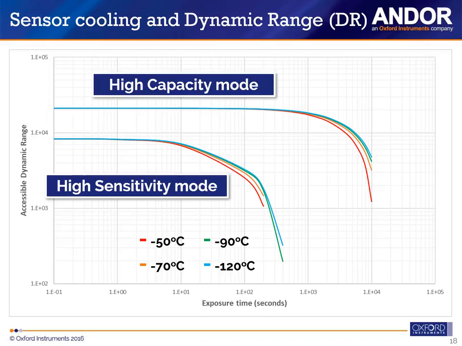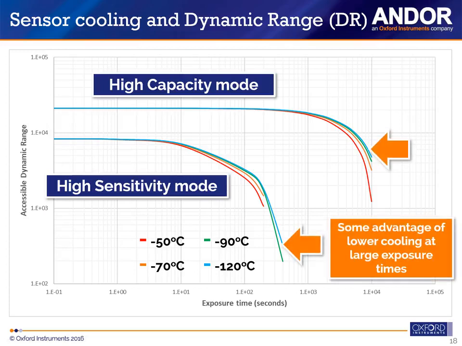Specifically looking at minus 120 degrees C, the blue one, which is liquid nitrogen, and minus 90 degrees, which is typically the maximum achievable for thermoelectrically cooled InGaAs cameras, you can see some differences at the very long exposure times. In high capacity mode, the real difference starts to appear when you're reaching 10,000 seconds, so 10-20 minutes exposure time. You're talking about extremely long exposure times and quite corner cases. In that particular case, going to very deep cooling has an advantage at the very large exposure times.